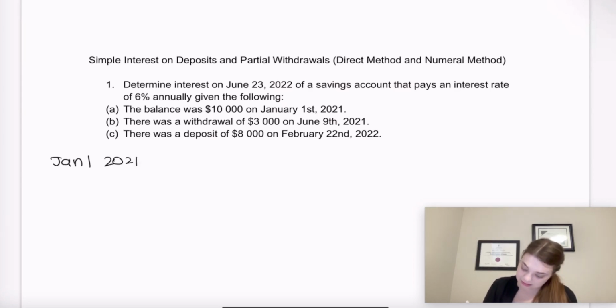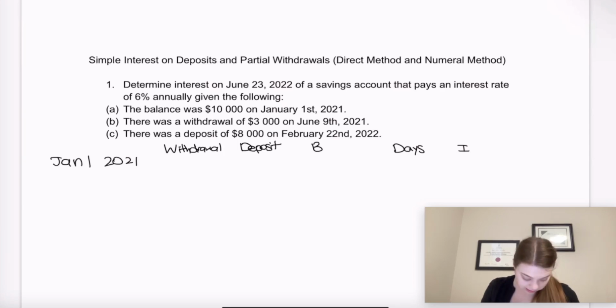And then what was our balance? So we're going to put here W for withdrawal, D for deposit, B for balance, D for days, and I for interest accrued. Actually, here I should put days, and then here deposit, withdrawal, and balance, interest. There we go, because I'm realizing that could be a bit ambiguous. So balance would be $10,000 as of this day.